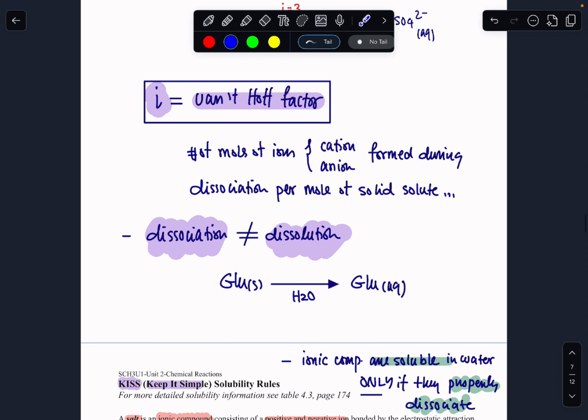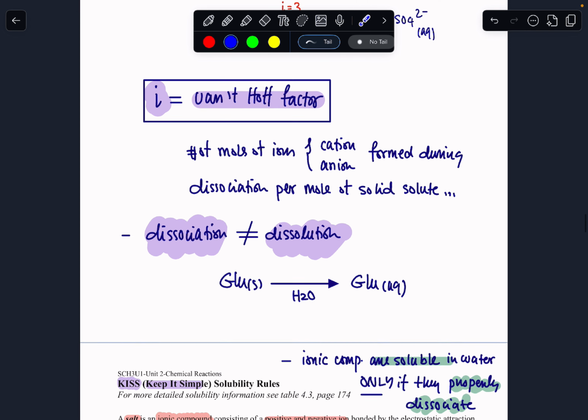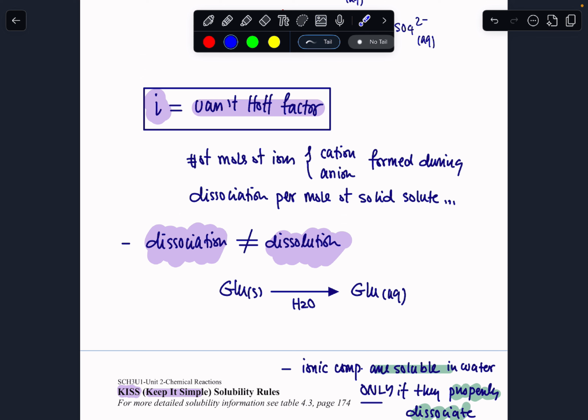If you have a compound such as glucose, when you put it in water, you get glucose aqueous, of course, but there is no breakage, there's no separation of glucose into 2 subparticles, then your Van Hoff factor is simply 1. The Van Hoff factor doesn't only apply to ionic compounds. It can technically apply to any solute, any species for that matter, that faces water. And so, we usually use the Van Hoff factor when we have water as a solvent.